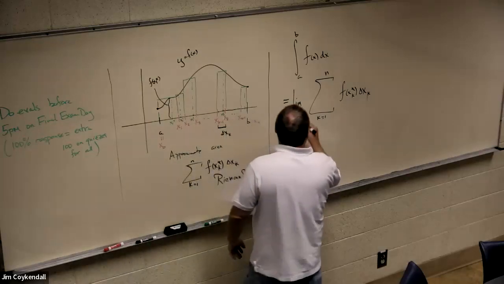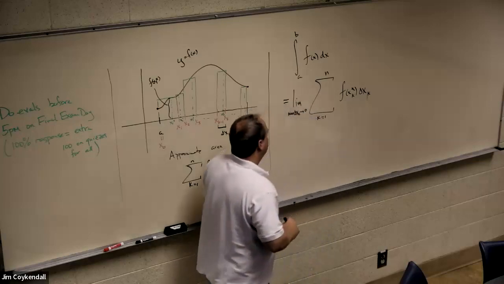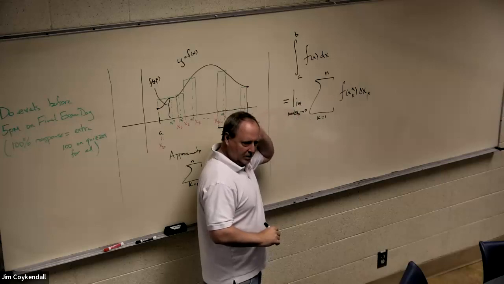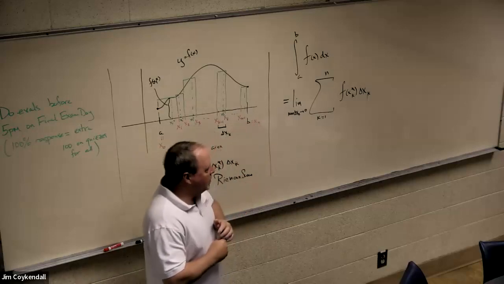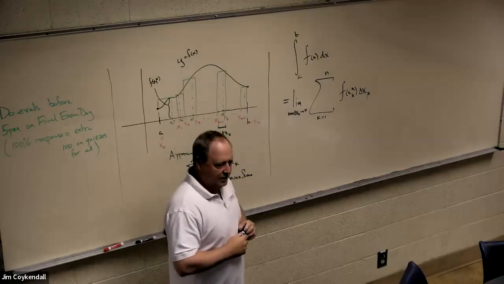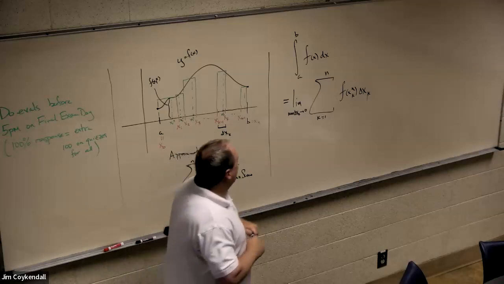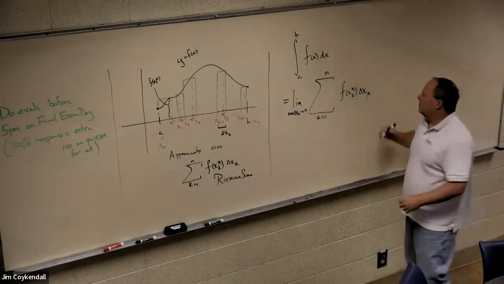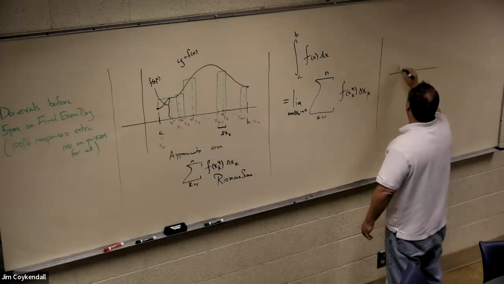Now, I did do this strange thing. What's this all about? I'm tempted to say, why don't you just let n go to infinity? Why don't you have more and more boxes? What's the problem with that? Well, if you let n go to infinity, which is a lot of what people do, the problem is that I'm unrestricted. Let me give you an example.